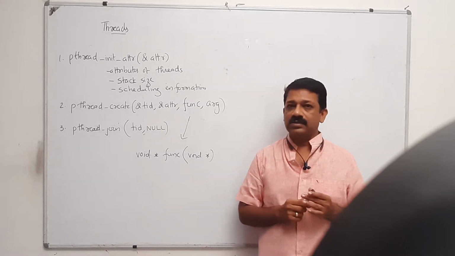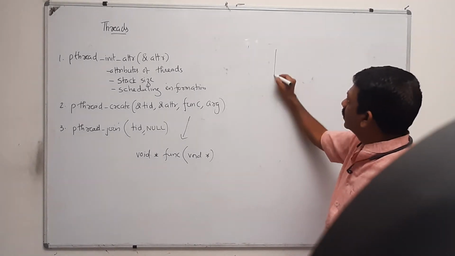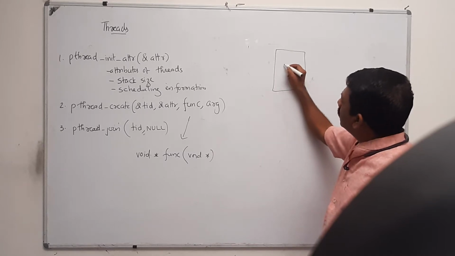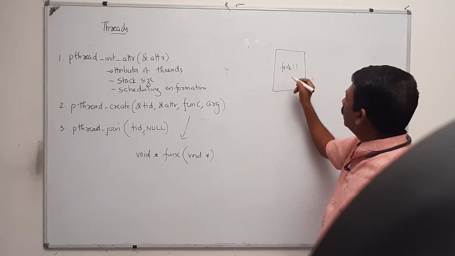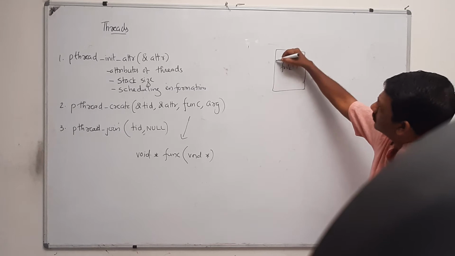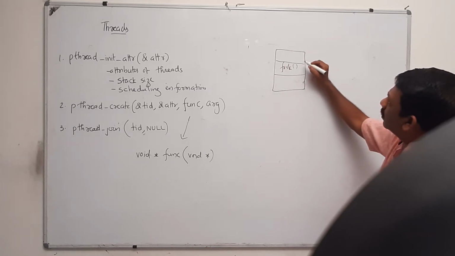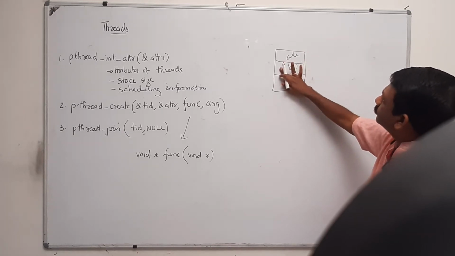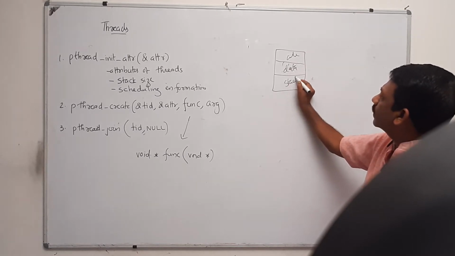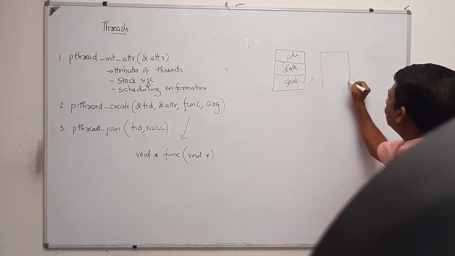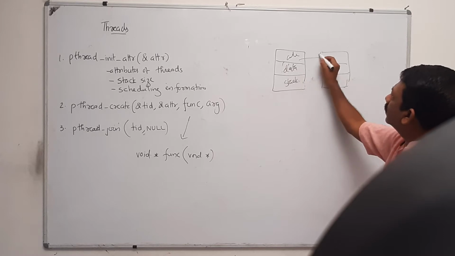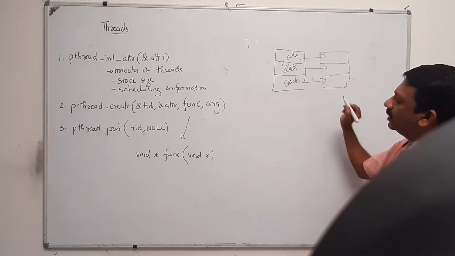Lightweight process in the sense, suppose that you have a process here. This is a process, and if you are forking, what will happen? An exact replica of this is created. Suppose that here you have a code area, data area, and stack area. Everything is replicated. That means this is an independent process.